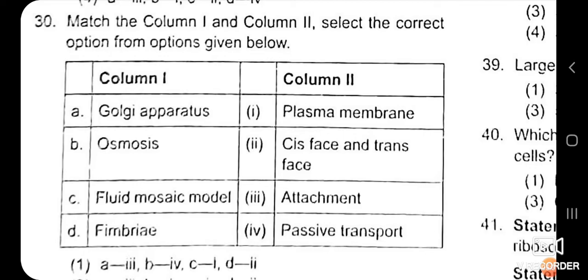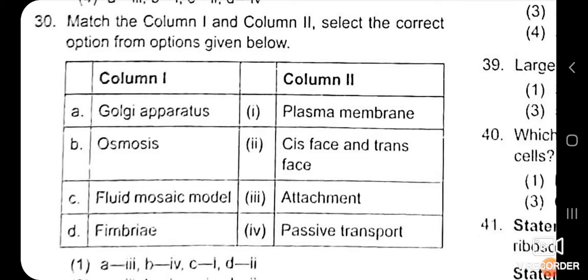Okay, now we'll discuss first Golgi apparatus. Here from column 2, the correct answer for Golgi apparatus is cis phase and trans phase, because we have seen that Golgi apparatus has two phases, the cis phase and the trans phase. Osmosis is again a passive transport. It does not require any particular kind of energy. The movement of water from higher concentration to lower concentration we call osmosis. It is a type of passive transport.